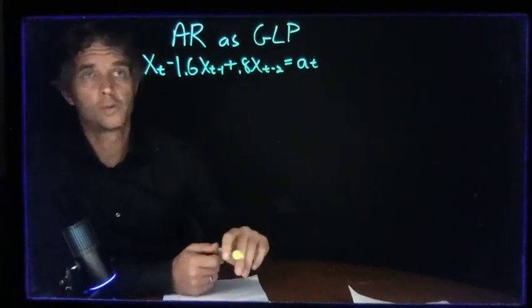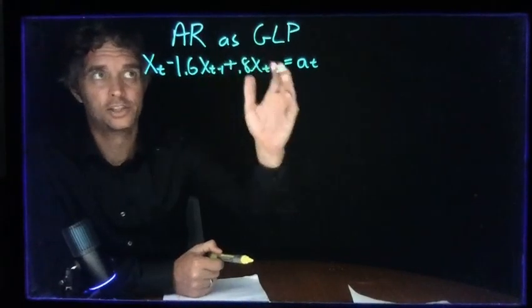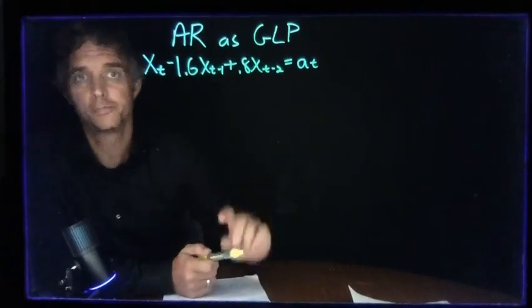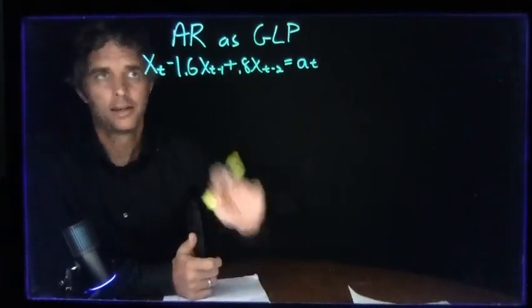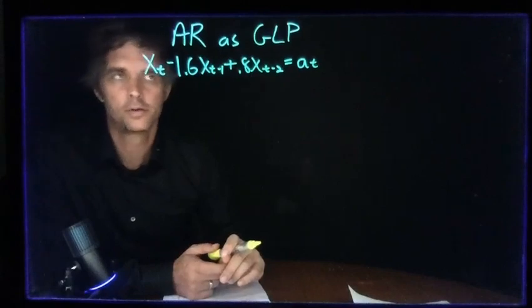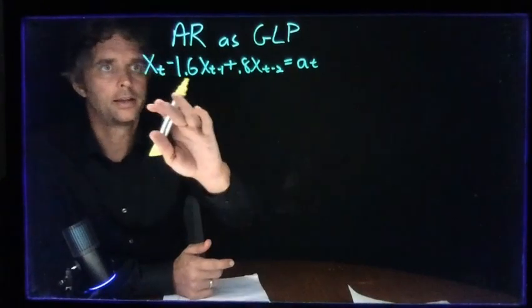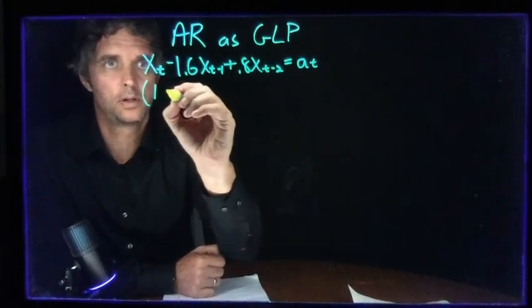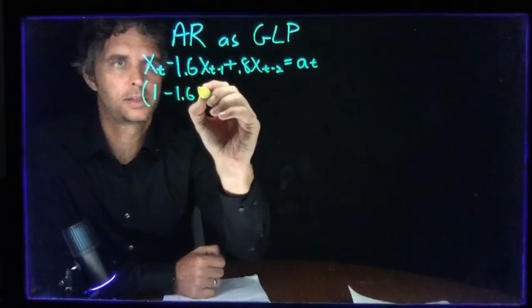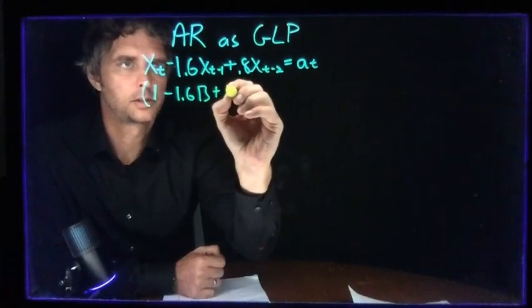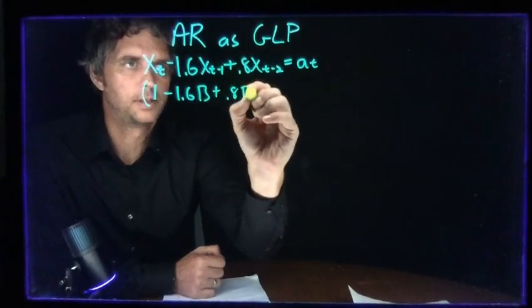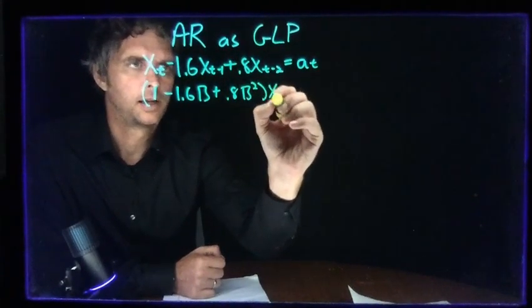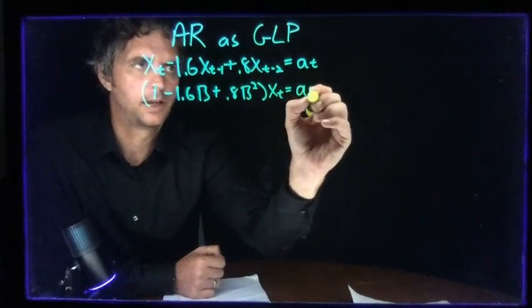Hi, in this video we're going to represent an AR, that is an autoregressive model, as a GLP. Here is the AR(2) that we're going to show as our example. The first thing we're going to do is put it into backshift notation. So that'll be (1 - 1.6B + 0.8B^2) xt = at.